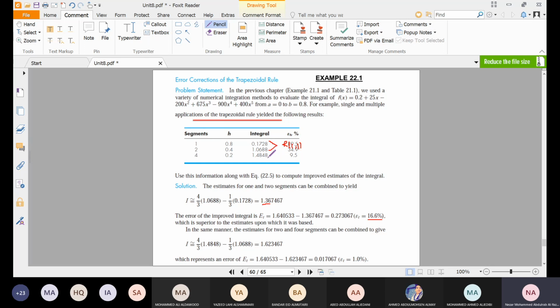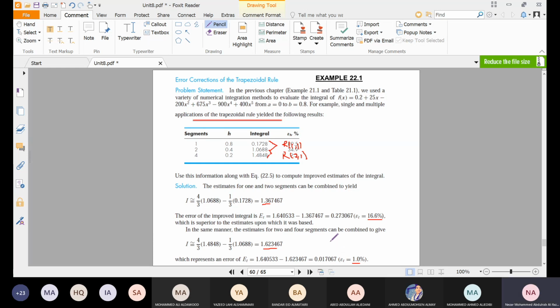Also, we can use R20 and R10 to get R21. So we have here R20 is 1.4848. This number we multiply by 4/3, minus 1/3 times R10. Okay, so we get the new estimation here. And if we compute the error, you can see the error is reduced. Now the error is 1%.